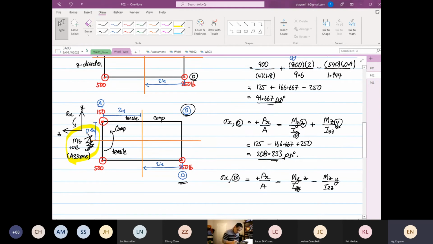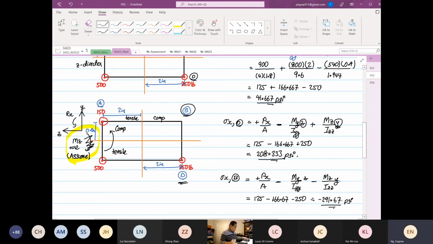Okay, so this will be equal to 125 minus 166.67. And now we have a minus 250. So this will be equal to 125, 66.67 minus 250. So this is equal to minus 291.67 PSI.